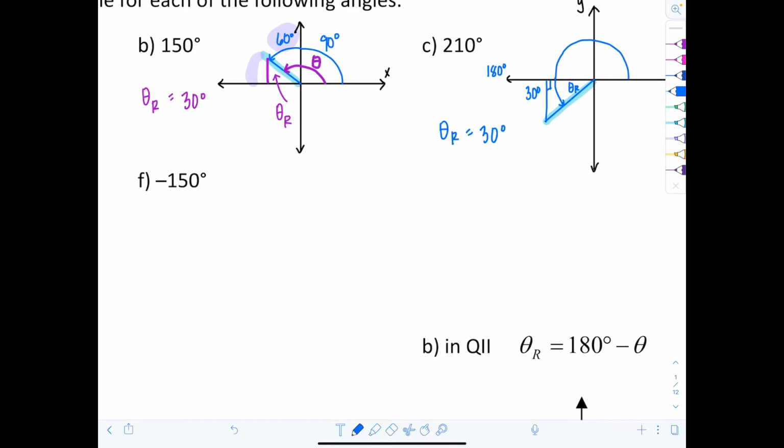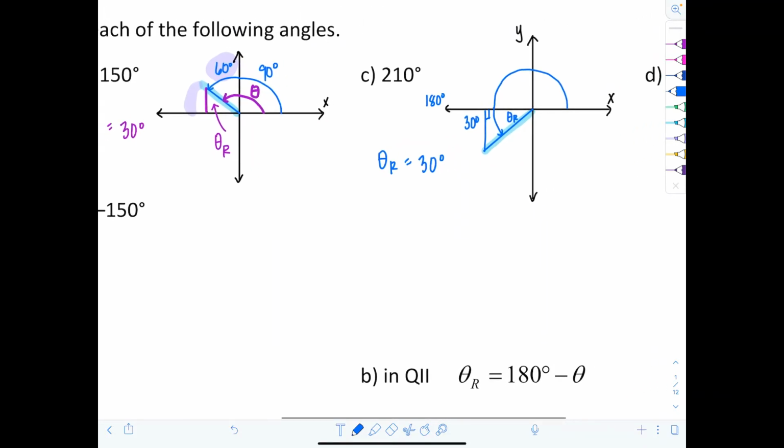So notice for examples B and C, we had a reference angle of 30 degrees, even though the original angle theta was not the same. Theta in example B terminated in quadrant 2, where theta in example C terminated in quadrant 3. However, they have the same reference angle.